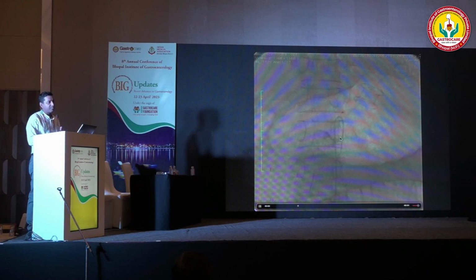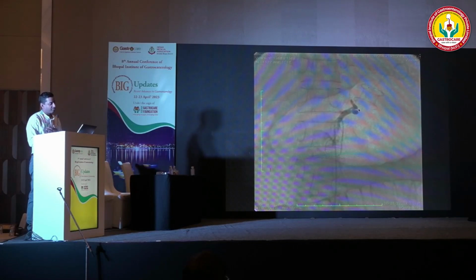So what we did is we extended the dissection further, and we dissected the artery up to the level of the pseudoaneurysm. So we dissected the artery further to reach the level of the pseudoaneurysm, and we filled this false lumen with PVA particles and gelfoam. Subsequently, the true lumen was also occluded.